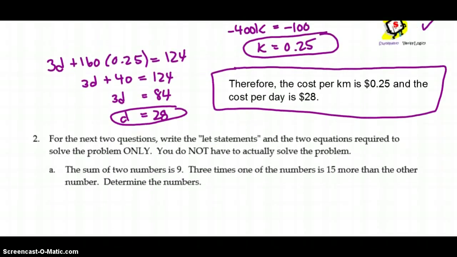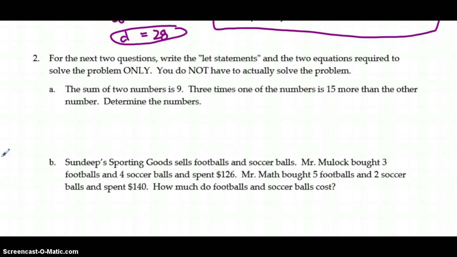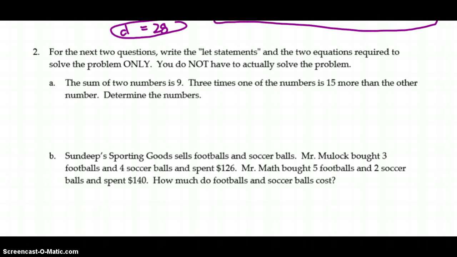So for the next two questions, I'd like you to try to do this first on your own and see what you come up with or see what you're thinking about before you check in with the answers. So for the next two questions, all I want you to do is write your let statements. So defining those variables, what your X and your Y or whatever letters you choose to use, what they stand for, and making it very clear. And as well, trying to come up with two different equations here to help you solve this problem. Give it a try, pause the video here, and then come back to me and check in with the answers.